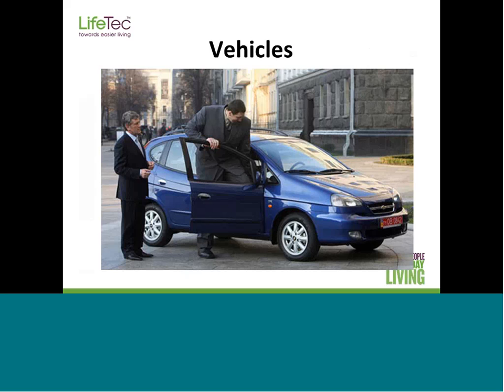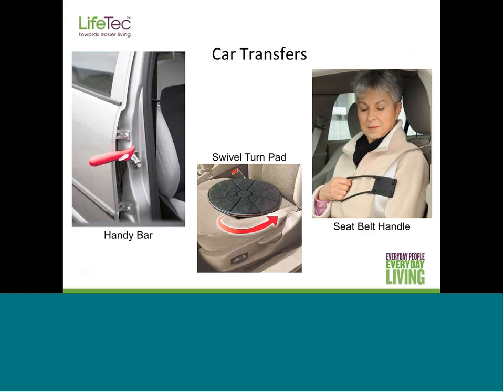Moving on to vehicles. So we start with car transfers. To the left there we have the handy bar. This is a portable handle which is fitted into the car door lock striker. Once located, it assists the user to transfer in and out of the car seat by providing a rigid support handle. The handle has a slip-resistant foam padded grip and can be used independently or by an attendant assisting the person in and out of a vehicle. It also incorporates an emergency side window breaker and a stainless steel emergency belt cutter.